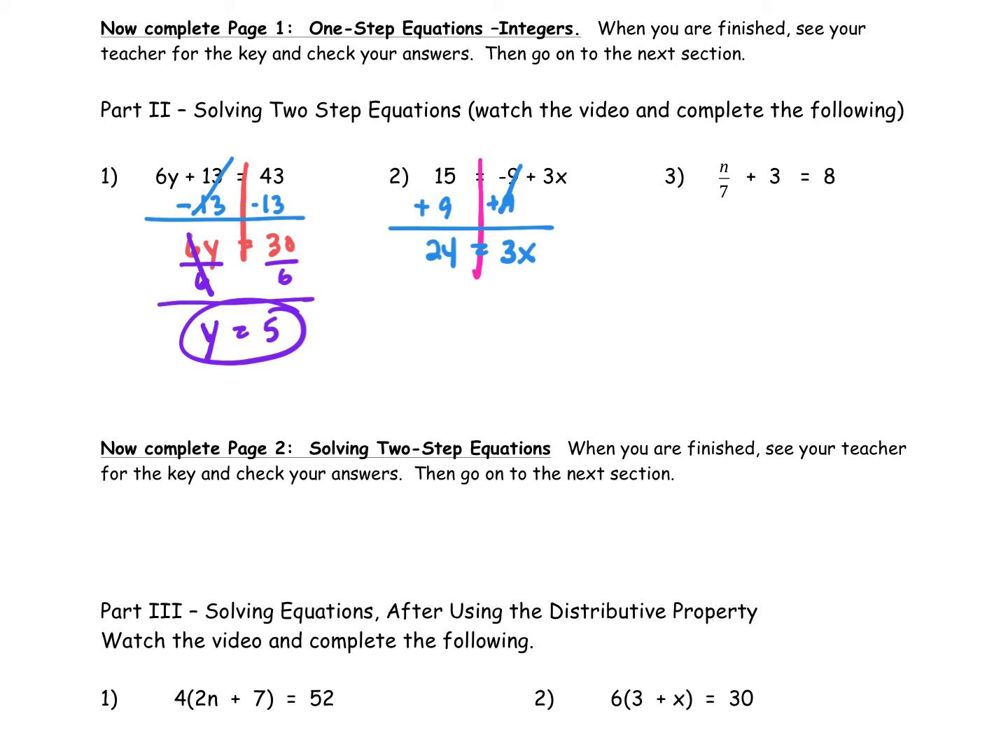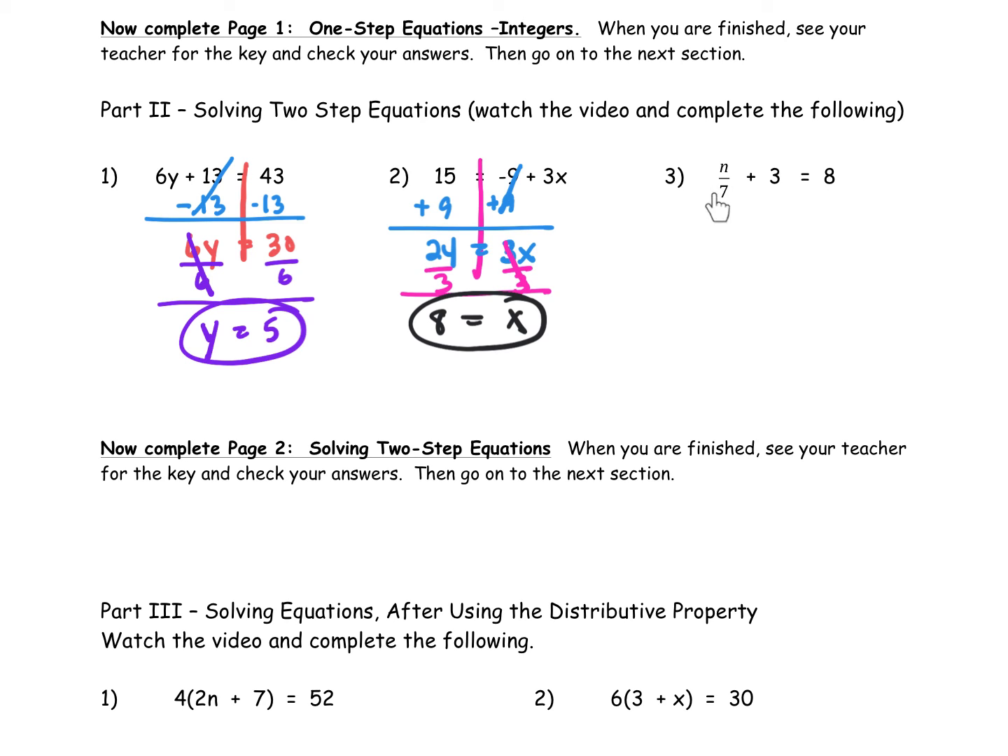So now we're going to start our second step again. We're going to start on the side that has the variable. 3 and x side by side means multiply, so we're going to divide by 3 on both sides. That's our second step. So 3 divided by 3 would be 1. 1 times x would be x. And 24 divided by 3 would be 8. Our solution is 8 equals x, or we could write it as x equals 8.